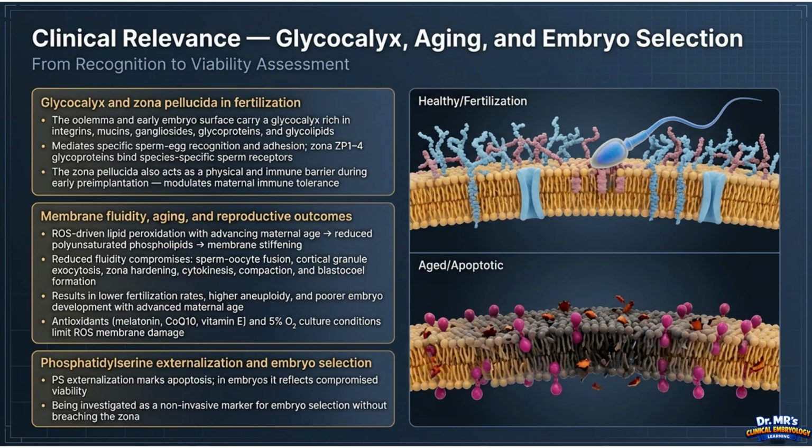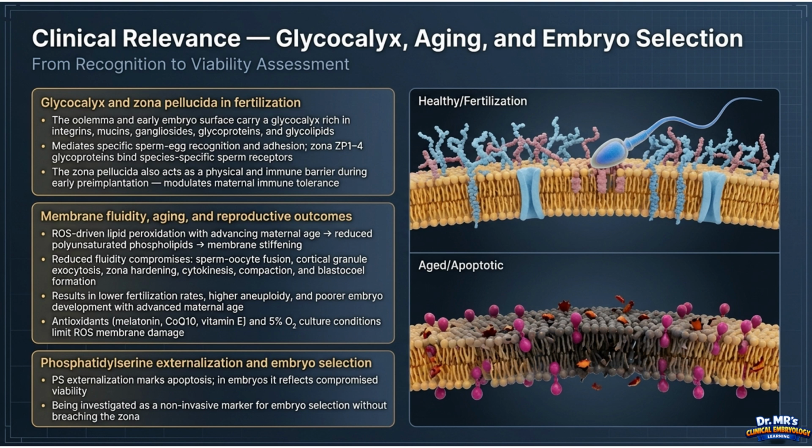Their specific carbohydrate configurations act as molecular identity tags, ensuring that only conspecific sperm can initiate binding and trigger the acrosome reaction. Beyond species specificity, the zona pellucida also functions as a physical and immune barrier during pre-implantation development, modulating maternal immune tolerance to the embryo, a poorly understood but clinically relevant phenomenon in recurrent implantation failure.